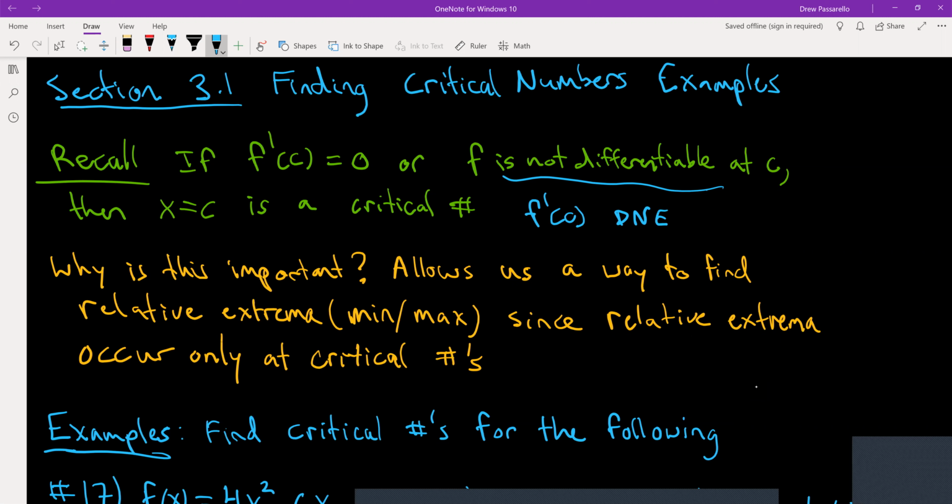then x equals c is a critical number. All right, that's the definition, and why it's important is because finding the critical numbers allows us to find relative extrema. And relative extrema, that's just basically min or max values of the graph. Because at the critical numbers, that's generally where the relative extrema occur. And so if we're going to try to find the relative extrema, we need to first find the critical numbers.